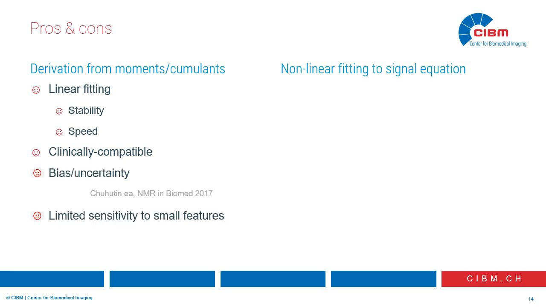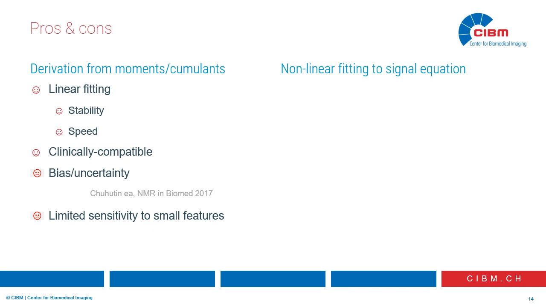On the downside, however, the estimation of diffusion and especially kurtosis tensor is associated with a certain level of bias and uncertainty, depending on the choice of the b values and the SNR. And so of course, all of this bias and uncertainty will then spill over into the estimation of the biophysical model parameters using this direct derivation. And also, because we are in this intermediate b range, you may have limited sensitivity to small features. So there are things that you simply cannot model or that are not captured yet at the kurtosis level.